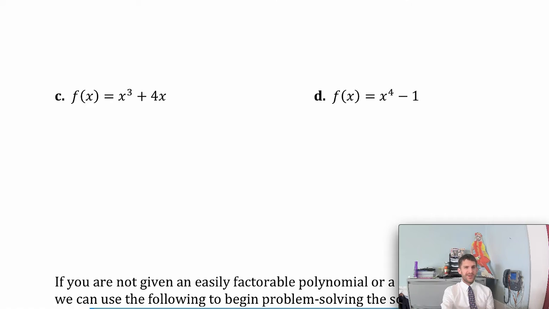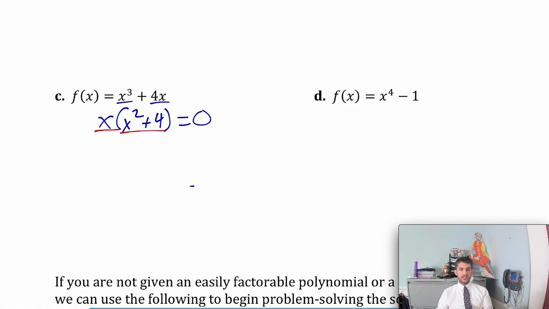For these next two, we've got a little bit more work to do. So f of x equals x to the third plus 4x. The first thing we should take a look at is we've only got two terms here, both of which include an x. So let's factor out an x from both of those. When we factor out an x out of x cubed, we're left with x squared. And when we factor out an x from 4x, we end up with just 4. Now we're finding the zeros of this. So we're looking to see what is going to make this equal to 0. Well, we've got this times this equal to 0.